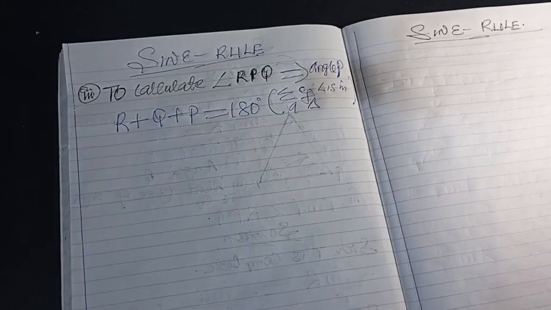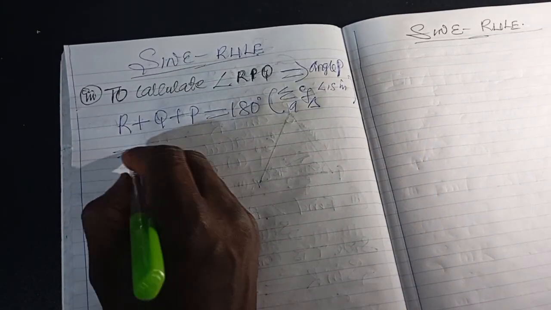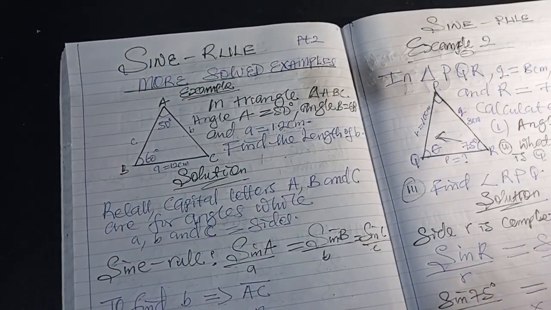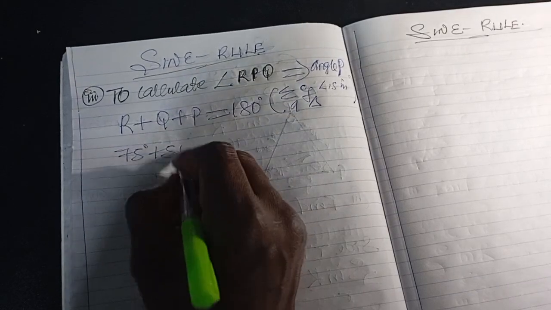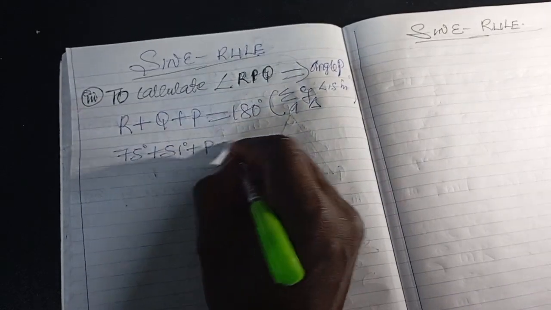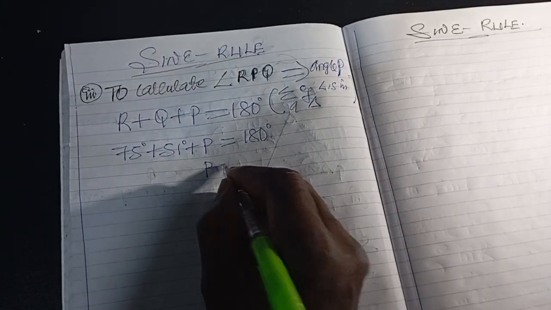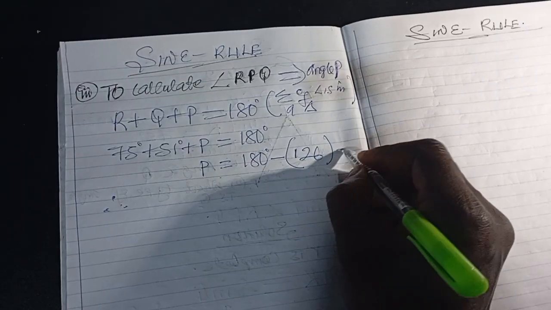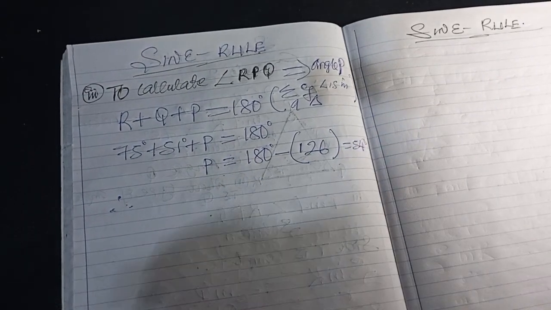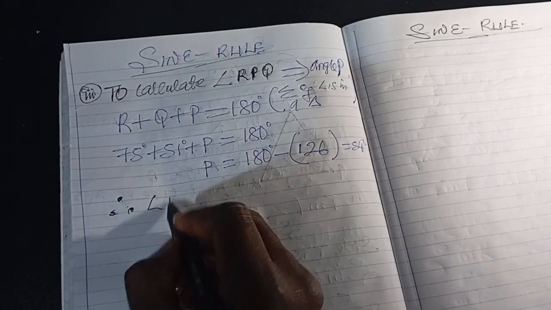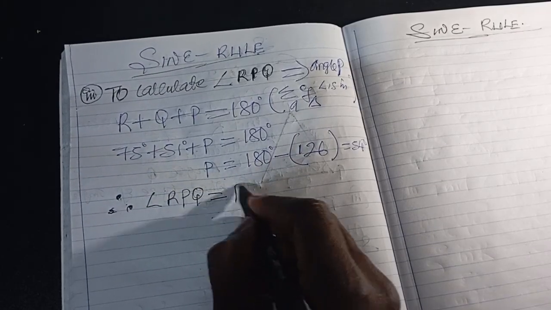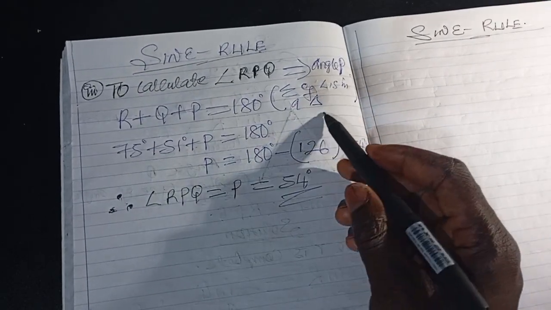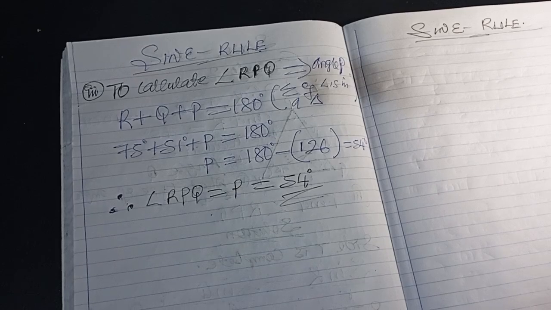Okay, good. So our R already is given at 75 degrees. Then Q, we just calculated Q here to have 51. So we have 51 degrees plus our P here is unknown, which we equate it to 180. So that P will be 180 degrees minus bracket 126. So 126, this is 54 degrees. So therefore, angle RPQ, which is P, is equal to 54 degrees, sum of angles in a triangle. And the particular triangle we are talking about is triangle RPQ.